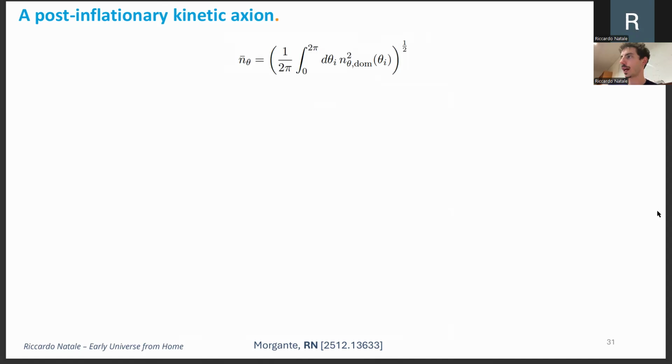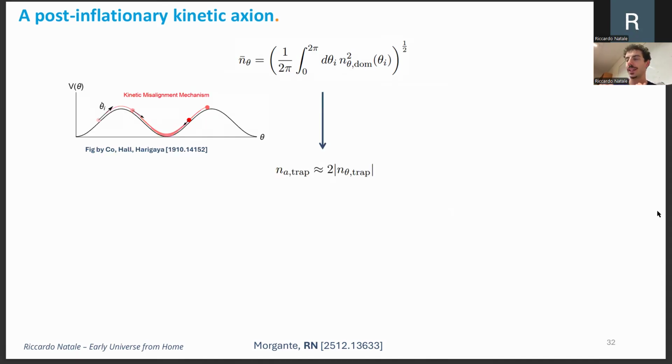Now, how can we compute the dark matter abundance in this scenario? What we do is something really close to what happens in the post-inflationary standard misalignment. In that scenario, we average on the different axion field values that we get in the U1 range. In this scenario, we can average on the different domains, and so we average on the variance of all the U1 charges.